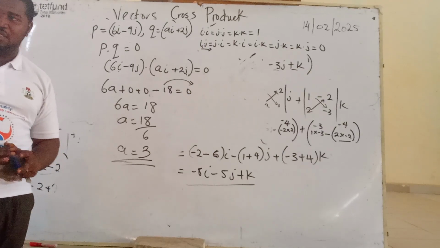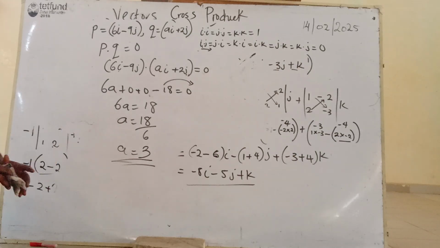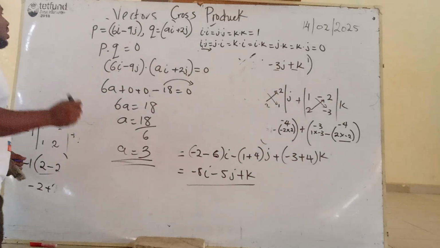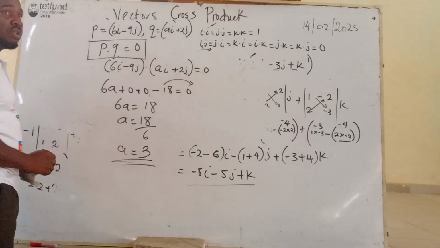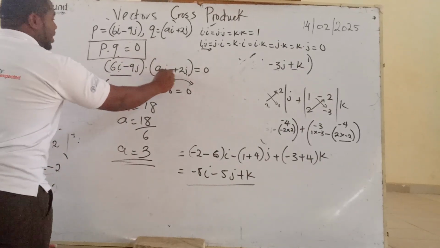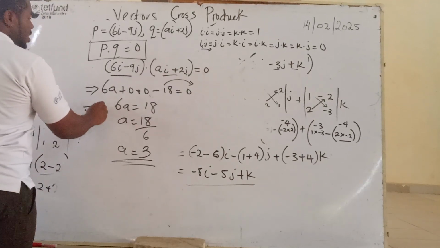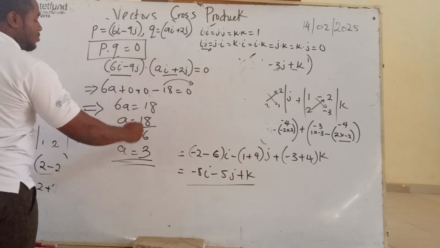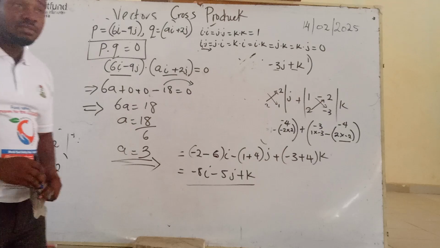Do you see how simple it is? The idea is you need to know all these identities. I know that if they are perpendicular, this result is true, and I just substituted it here, I expanded it here. All I need to do is collect like terms and divide to get my answer. Do you have any question?